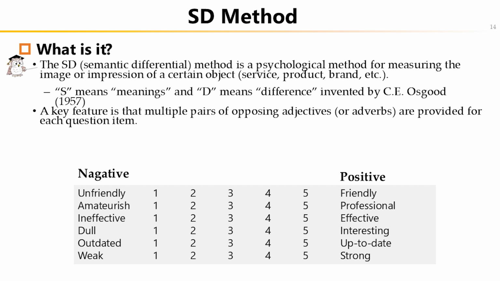SD is short for semantic differential. S means meanings, and D means difference, invented by C.E. Osgood. It is a psychological method for measuring the image or impression of a certain object such as service, product, brand, etc. A key feature is that multiple pairs of opposing adjectives, or adverbs, are provided for each question item. In this table, negative keywords are listed on the left and their opposites, positive keywords, are listed on the right. The meanings of these opposites are rated on a 5-point scale.